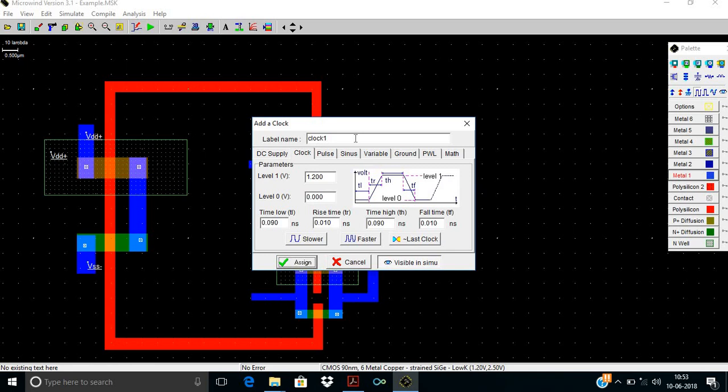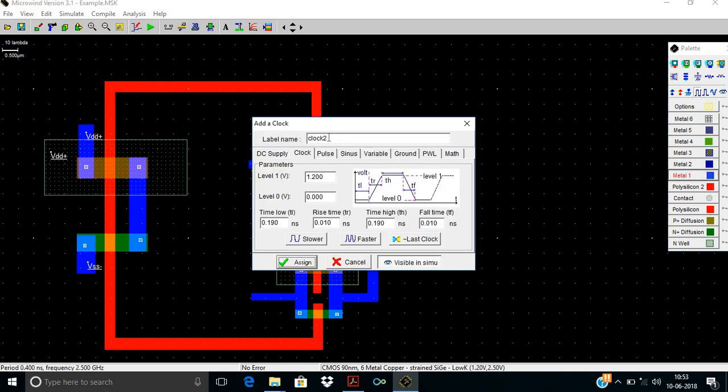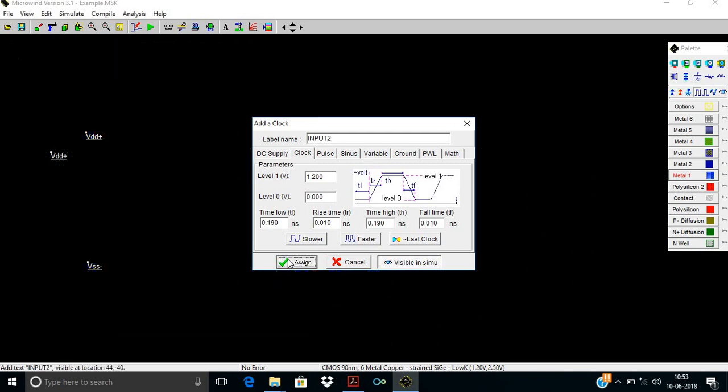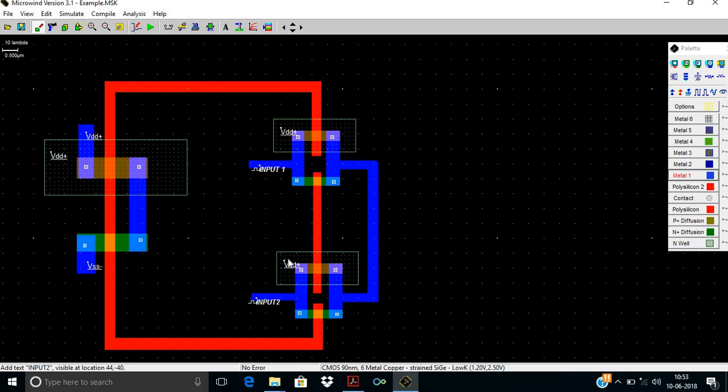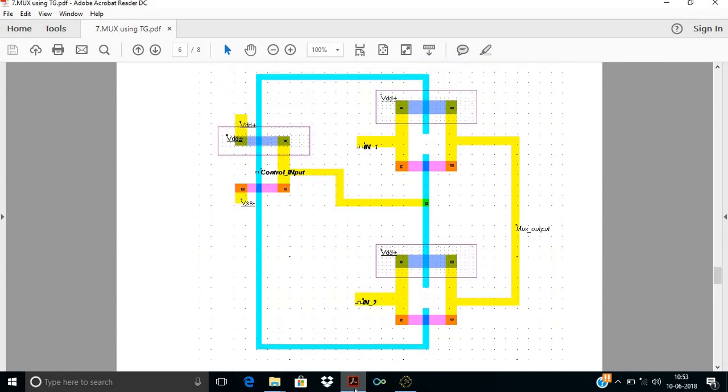This is the input 1. Input 2. Now here you can observe we have made all the connections, input 1, input 2. Now we have to provide the control input and we observe the output.